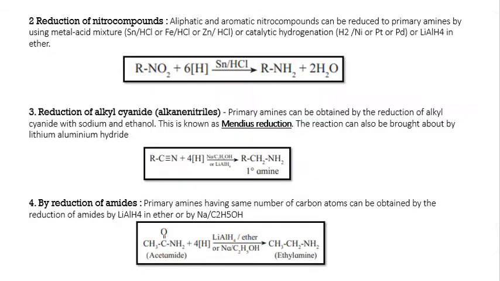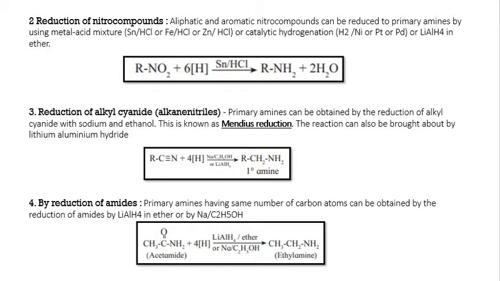Now the next method is the reduction of nitro compounds to give you amines. Aliphatic or aromatic nitro compounds can be reduced to primary amines by using metal and acid mixture. Like you can use a mixture of tin and HCl, iron and HCl, or zinc and HCl. These all provide nascent hydrogen which is going to reduce nitro group into amino group.